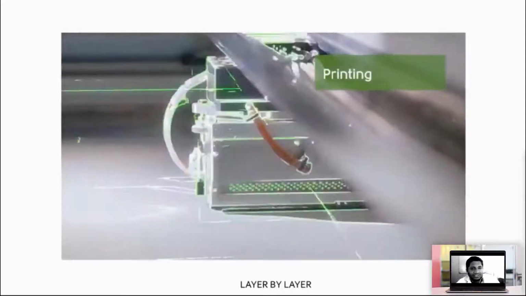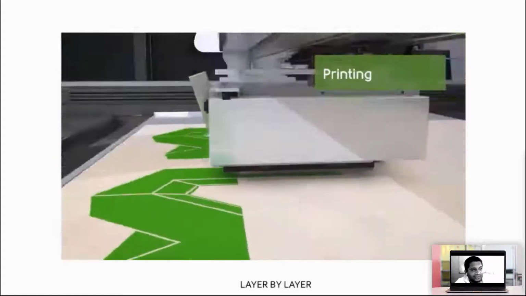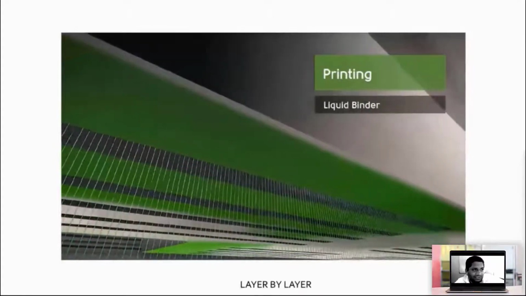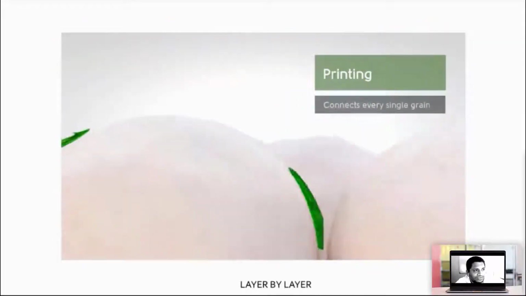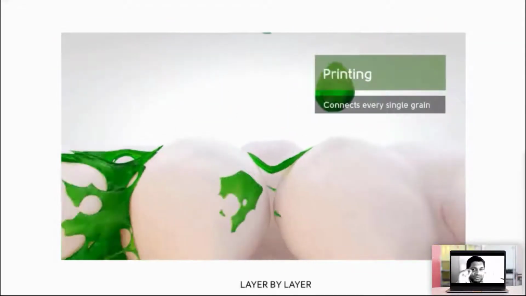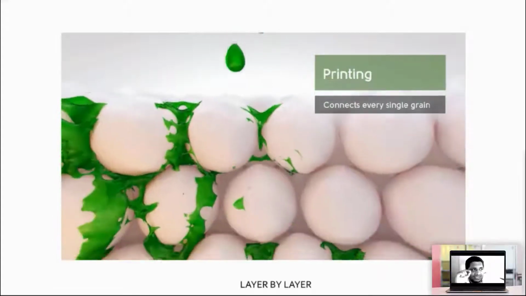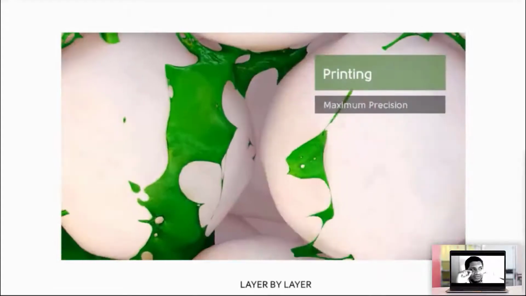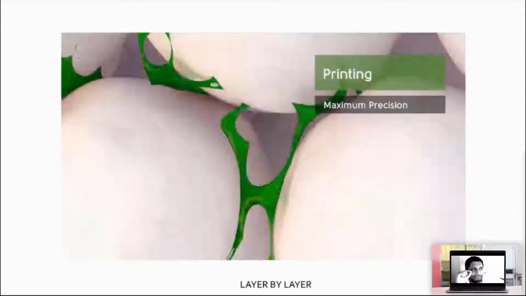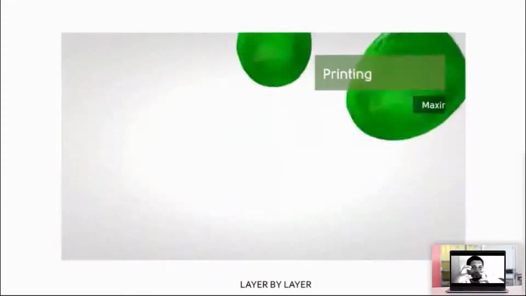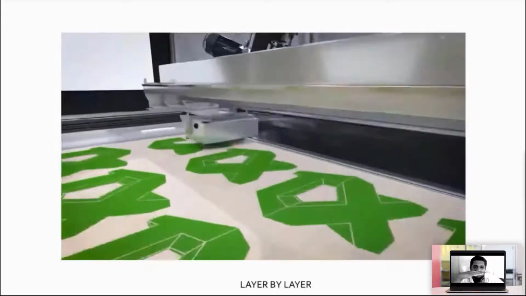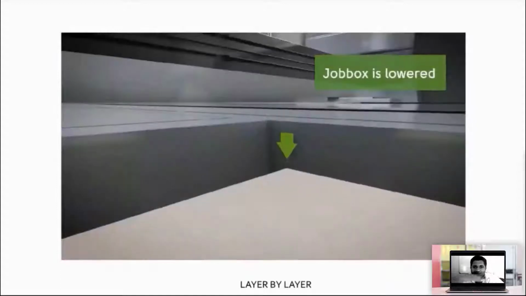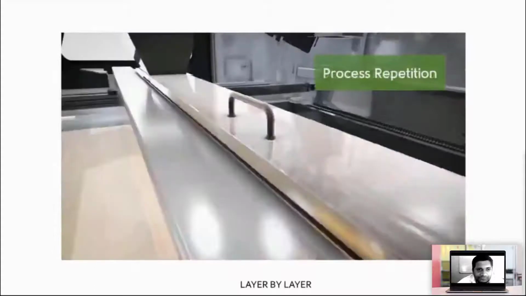So the print head basically applies the liquid binder, and it is very high precision. And now you can see that the glue is being put on. Every single grain of powder is bound by the binder, so grain to grain binding takes place. Then a new powder layer will come, and then new glue will come. Then powder, then glue. So our product is basically produced.